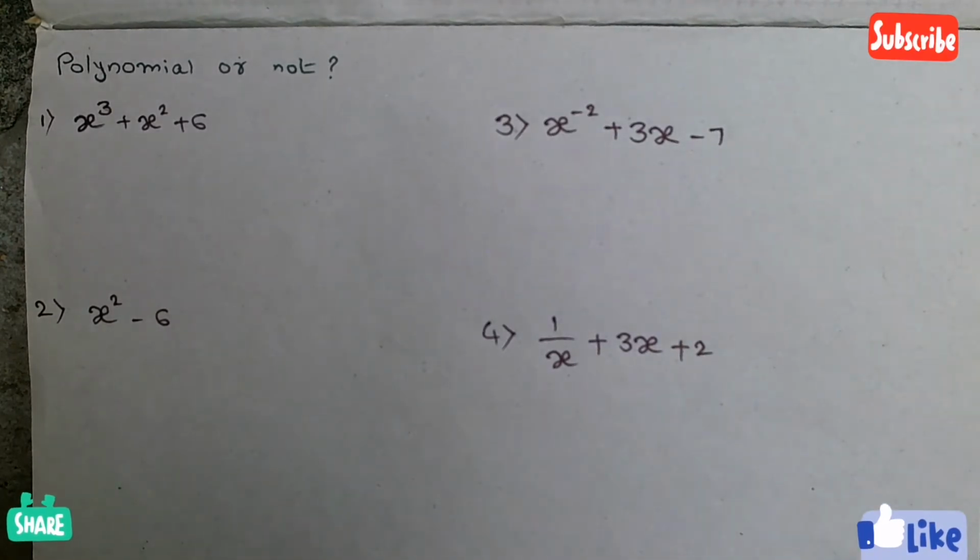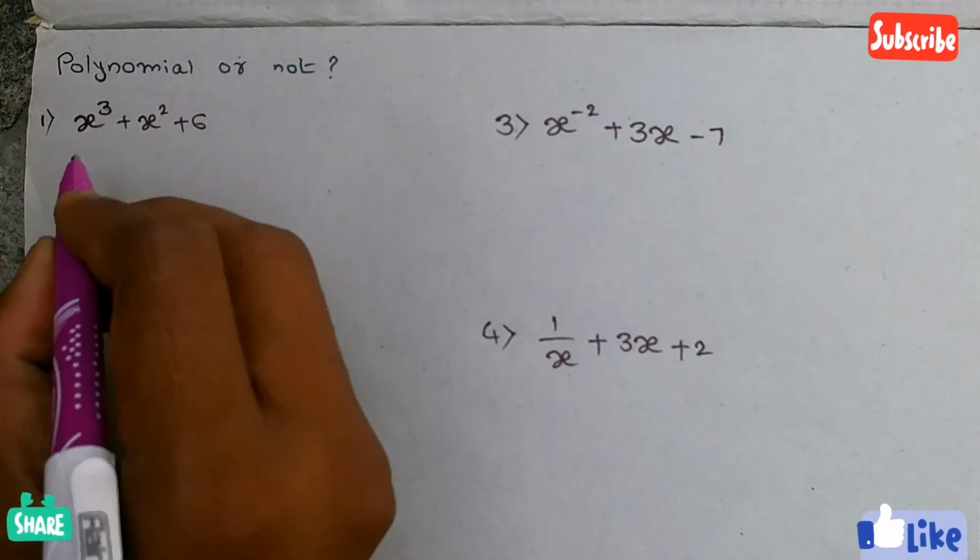x cube plus x square plus 6 is the first question. So first, how will we conclude whether the given expression is a polynomial or not? If the power of an expression is a whole number, then that expression is considered a polynomial. So for any variable, or in simple words, for any alphabet, the power should be a whole number. So let's have a look here.